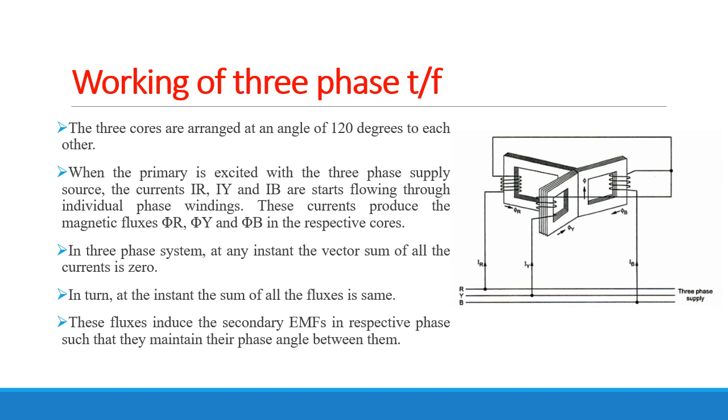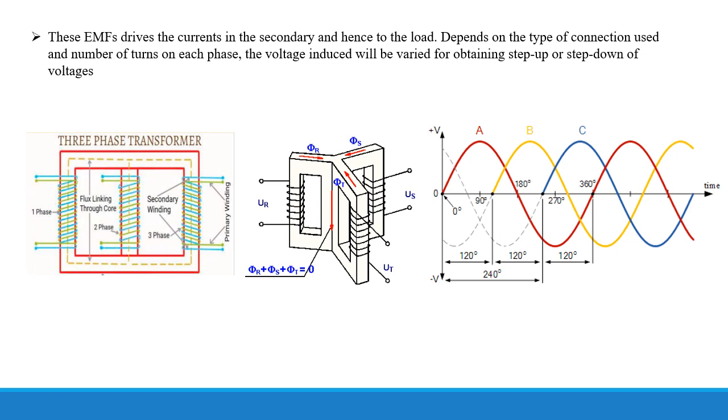In three-phase system, at any instant, the vector sum of all the currents is 0. In turn, at that instant, the sum of all the fluxes is also 0. These fluxes induce the secondary EMFs in respective phases such that they maintain their phase angle between them. This is the three-phase transformer, and these three cores are displaced by 120 degrees to each other, and this is the three-phase supply R, Y, B.